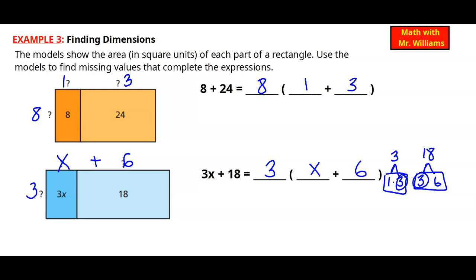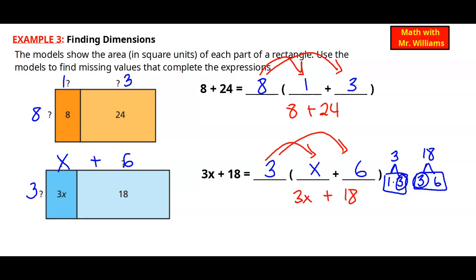Now we can check each one of these just by multiplying using our distributive property. We can draw our arrows on the top one. 8 times 1 and 8 times 3 would give us back 8 plus 8 times 3 would be 24. And to check the bottom one, 3 times x and 3 times 6. 3 times x is 3x, plus 3 times 6 would give us 18. So we checked each one.